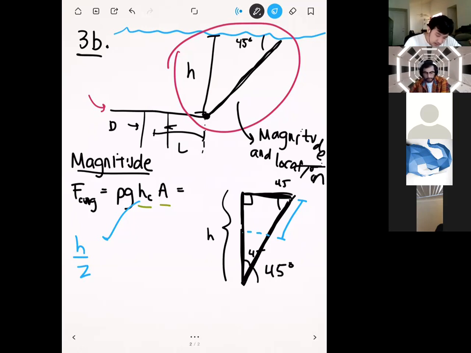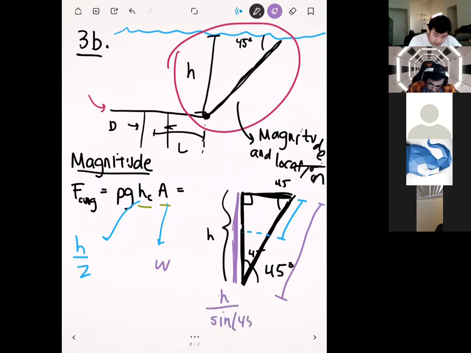And so the area is going to be the length of this entire plate right here, the whole length, multiplied by its width into the page. Okay? So the width is still the same. The width is still going to be W, which was given to you in the problem. The thing that's going to be different here is the length, right? If we go by the geometry of this problem, the dimension that we know is this vertical face right here, right? And so the length of this hypotenuse is just going to be h divided by sine of 45, right?